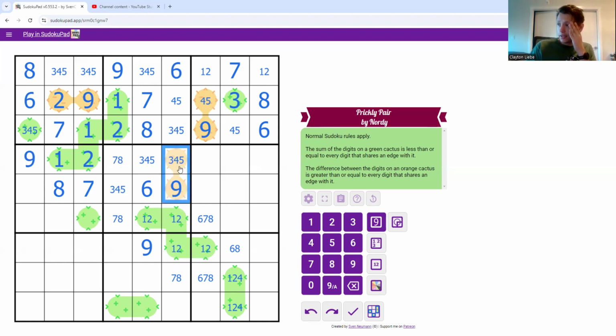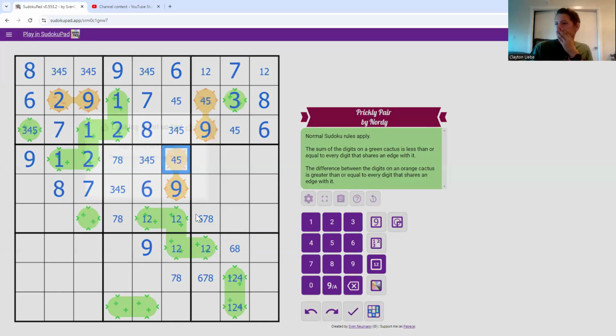Okay, so what do we know? The difference here is greater than or equal to every digit it shares an edge with. So for this to work, these two digits, this is going to resolve this because the smallest difference we can make this is 4 if it's 9 minus 5. The biggest difference we can make it is 6, 9 minus 3. But we can never do that because this digit here, uh-oh, does that give us an issue? No, it doesn't. Does it? Crap, 1 second. Let me think through this.